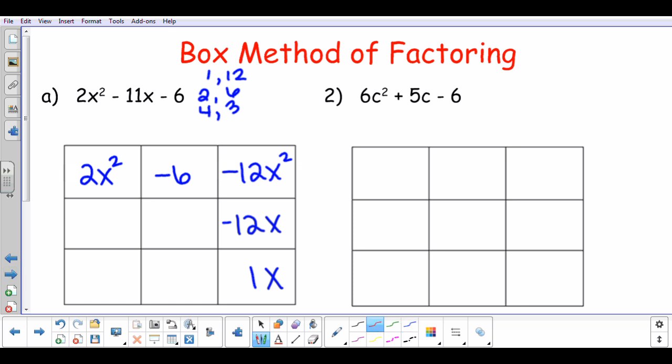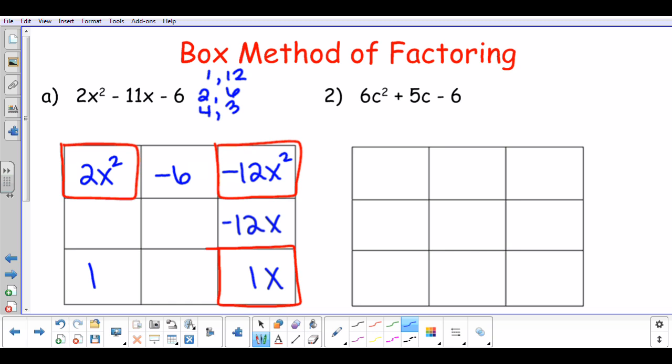Now I need to look at my three corners, so 2x squared, negative 12x squared, and 1x squared, and see if they have anything in common. If I look at the numbers first, I have a 2, a negative 12, and a 1. They have nothing in common, so I at least know that's just going to stay as a 1.